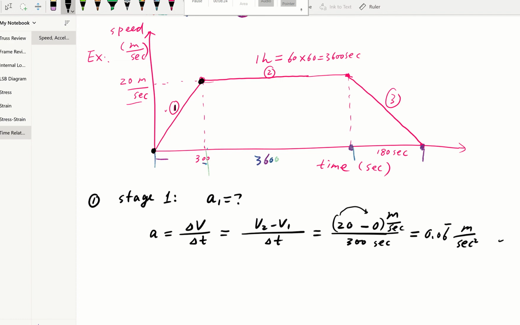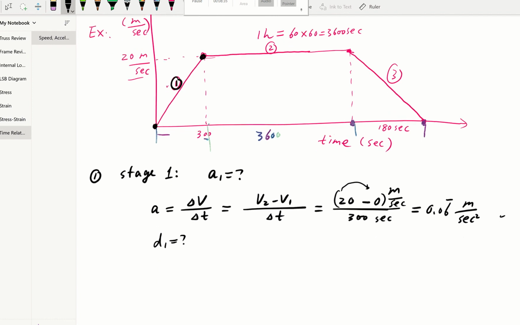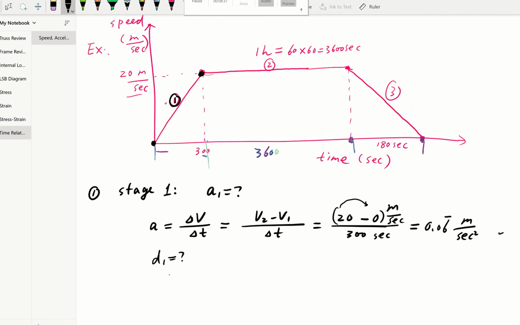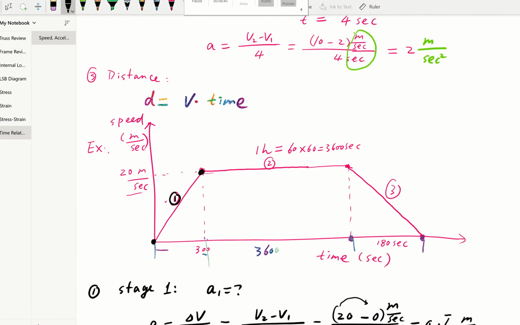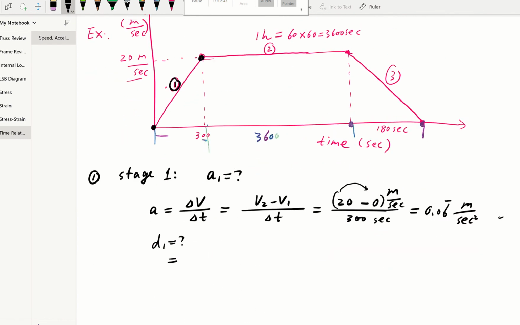Then let's go back to stage 1 again. You figure out the acceleration. Then we need to figure out what's the distance you travel during this acceleration. We know the formula for distance is equal to velocity times time, or speed times time. Well, the speed here is not a constant value. It changes from 0 to 20 meters per second. So we need to find the average speed.